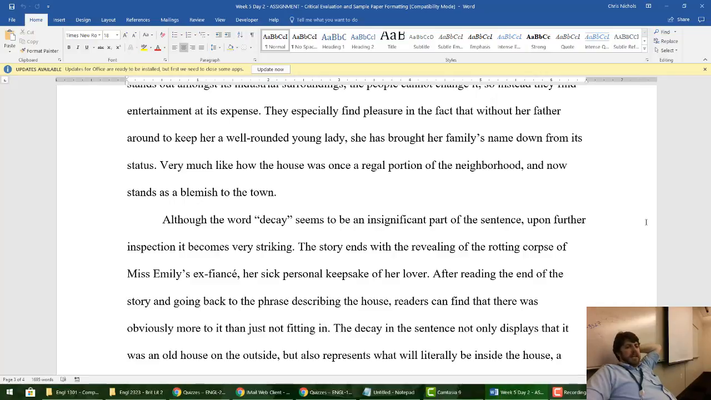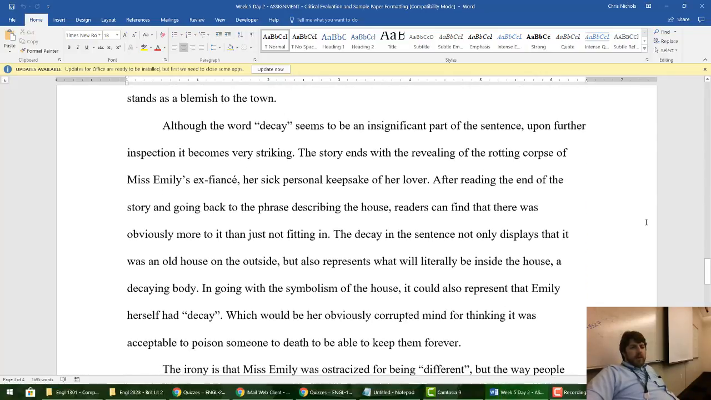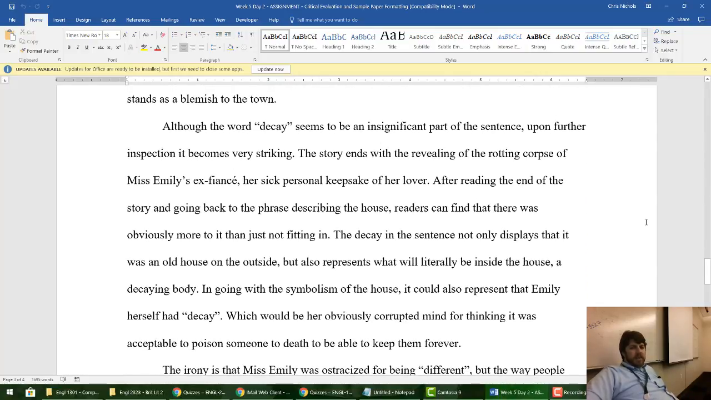And then I continue on, and she says, although the word decay seems to be an insignificant part of the sentence, upon further inspection it becomes very striking. The story ends with the revealing of the rotting corpse of Miss Emily's ex-fiancé, her sick personal keepsake of her lover. After reading the end of the story and going back to the phrase describing the house, readers can find that there was obviously more to it than just not fitting in. The decay in the sentence not only displays that it was an old house on the outside, but also represents that what will literally be inside the house, a decaying body.